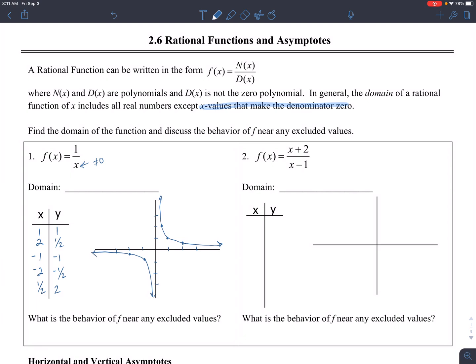Because it gets closer and closer to the x-axis but doesn't actually touch, the x-axis is a horizontal asymptote. And the y-axis is a vertical asymptote, which we designate using dashed lines. The domain is going to be all real numbers except for values that make the denominator 0. So in this case, we can't have x equaling 0.